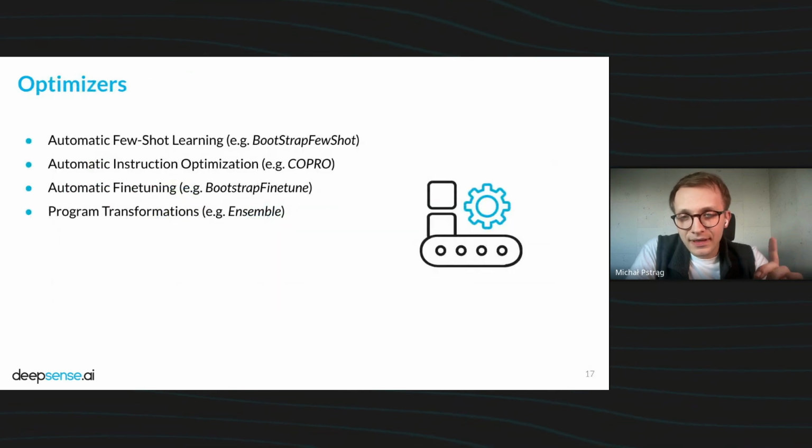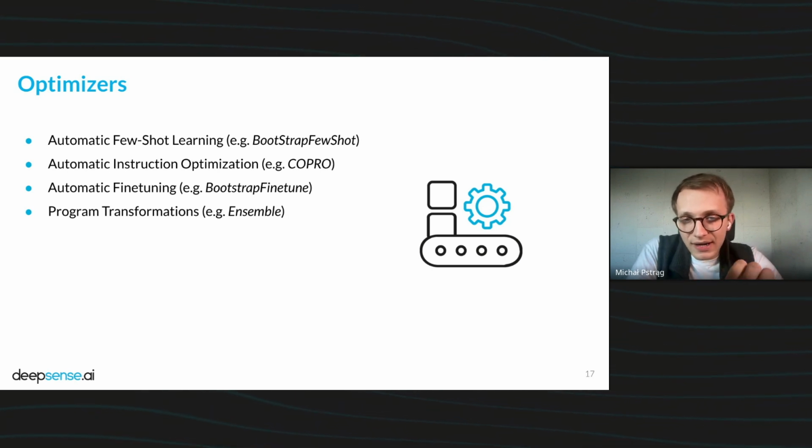Yeah, and the third concept that I mentioned was optimizers. When it comes to optimizers, this is, I think, the most important part of DSPy, because optimizers are the reason why we really want to use this tool, and they are used to improve your bootstrap prompt. And there are four types of these.